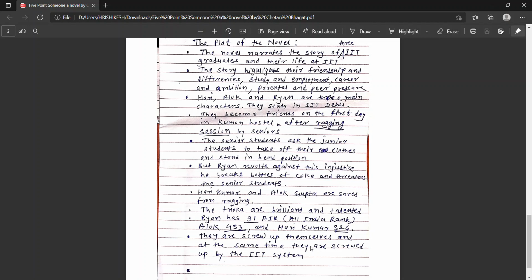Ryan has got 91 all India rank. Alok has got 453 rank and Hari Kumar has got 326 rank. Millions of students appear for these exams, and these three are brilliant and talented who have got good rank, okay, in all India rank. Now in the next session we will discuss how these three screw up themselves, and at the same time they are screwed up by the IIT system. Thank you very much.